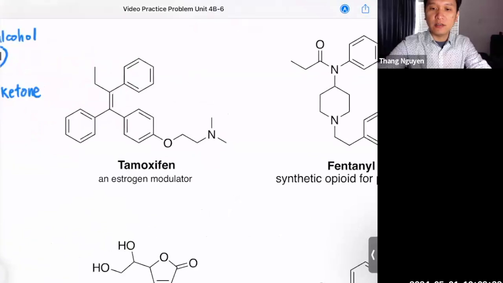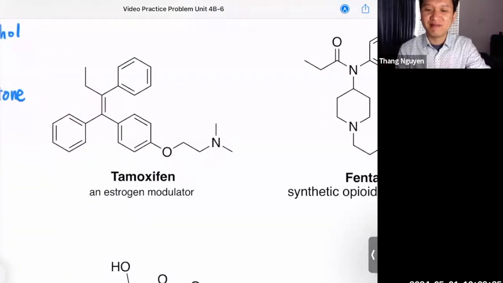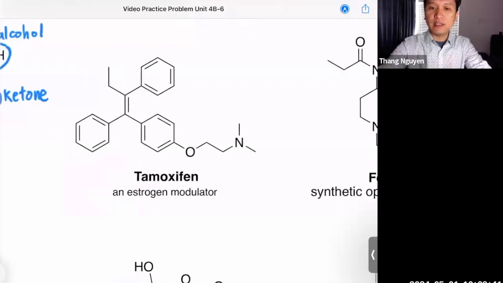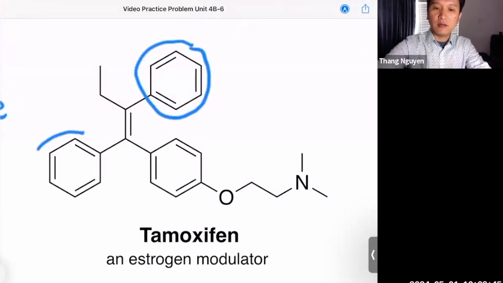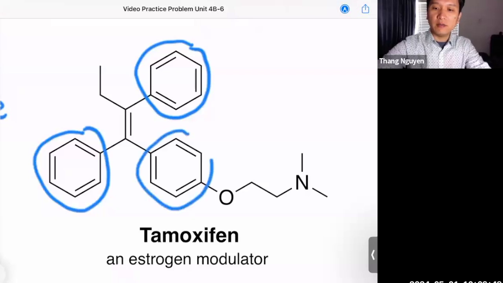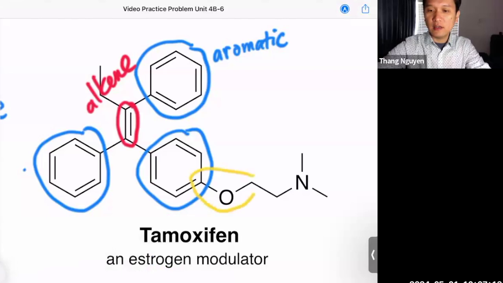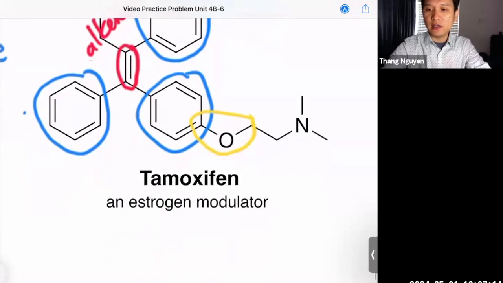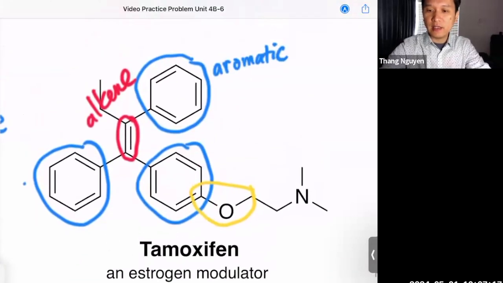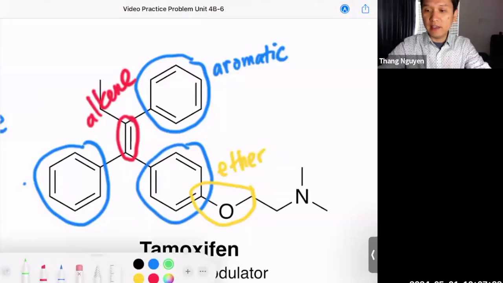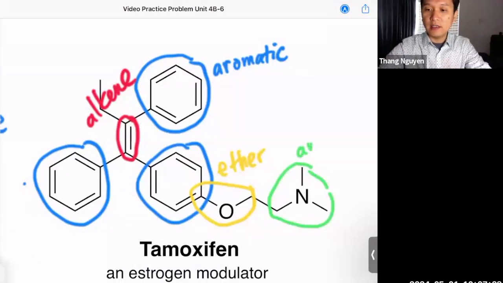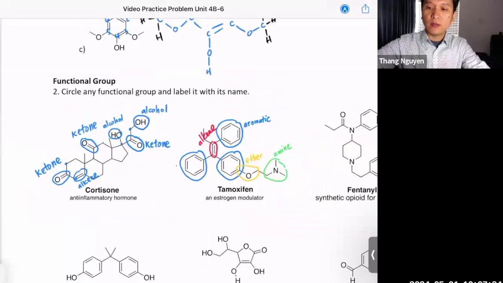Next, let's go to tamoxifen. This is an estrogen modulator. So we see here, I'm going to just circle all of them this time and call all of that aromatics. So the blue is aromatics. We have here an alkene. Ooh, we have an oxygen, and on both sides of the oxygen are just carbons. So that's an ether. And lastly, we have a nitrogen, and we call that an amine.